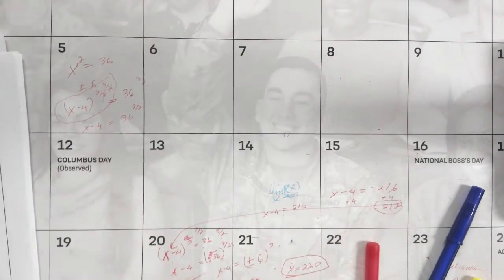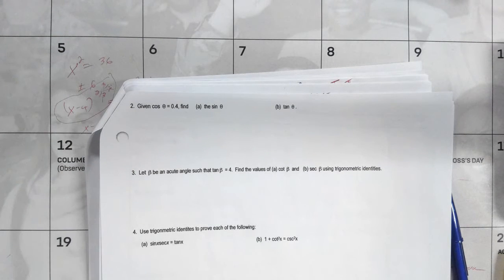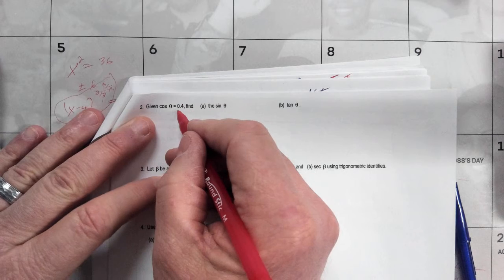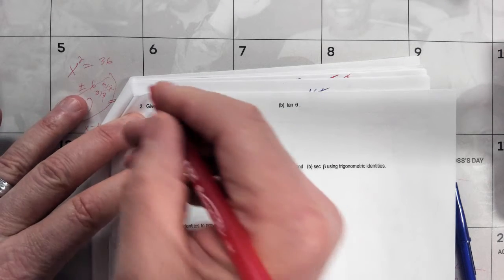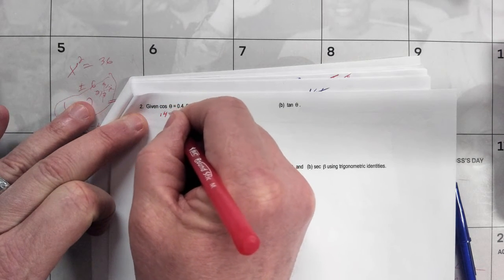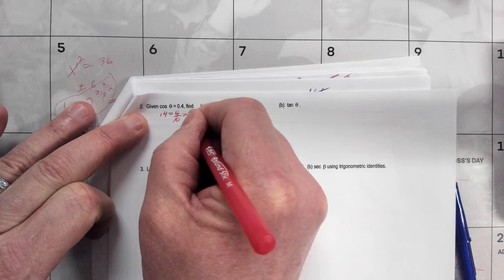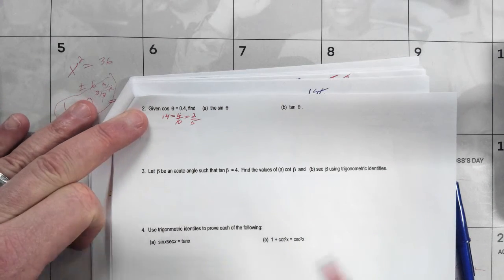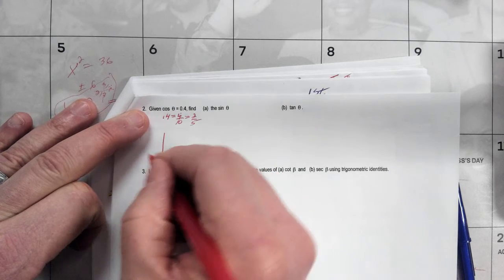The next problem is problem number 2. Again, there's easy ways to do these problems and there's difficult ways to do them. Most kids choose the difficult ways because they don't think about what they're doing. First thing, I would change this 0.4 into a fraction. 0.4 is 4 over 10, which is 2 over 5. It's important that you know how to change decimals to fractions.